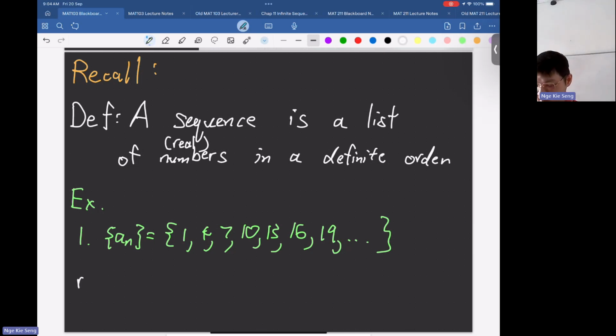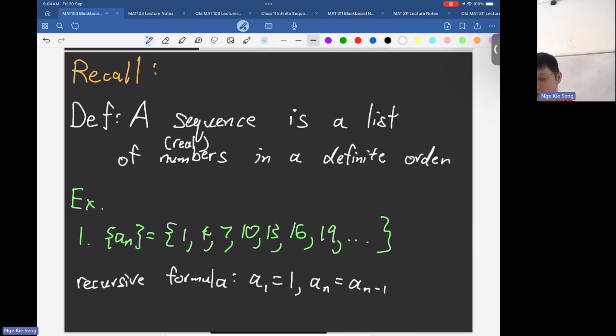This is what we call the recursive formula. You start with 1, and then what's the next one? You take the previous one and add 3. So this is the recursive formula, this is your way of thinking. Does it make sense? So for n greater than or equal to 2, where n lives in the natural numbers. Does it make sense? But I don't agree.